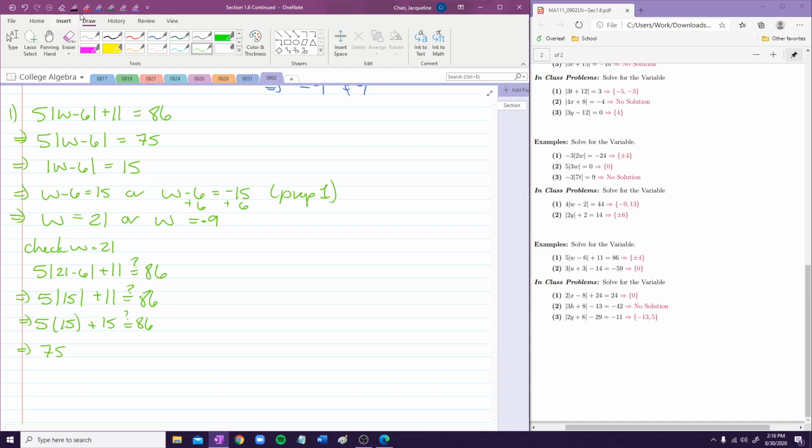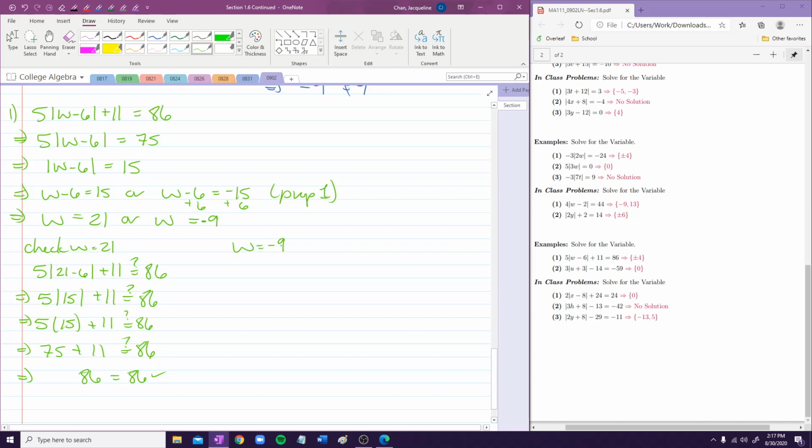Wait, geez. Also make sure you copy down the numbers correctly. This is 11. Okay, and then I get 86 is equal to 86. So that means w equals 21 is a solution.